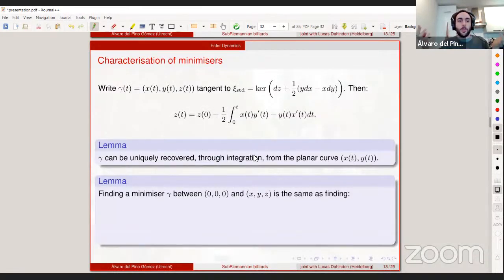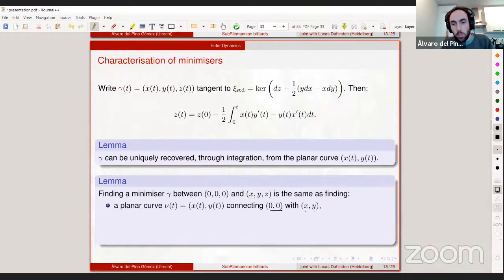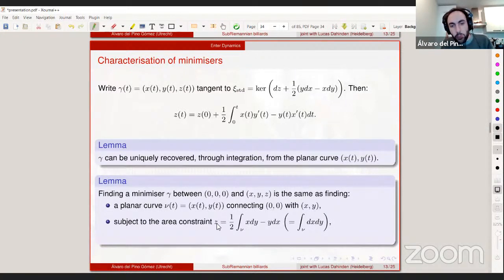And now let's get to the point. Where I'm heading with this is that in this example I want to compute what the geodesics were. Finding a geodesic between 0 and some other point is the same as saying I want to connect 0 to (x, y), subject to the constraint that the final height is recovered from integration from the projection.